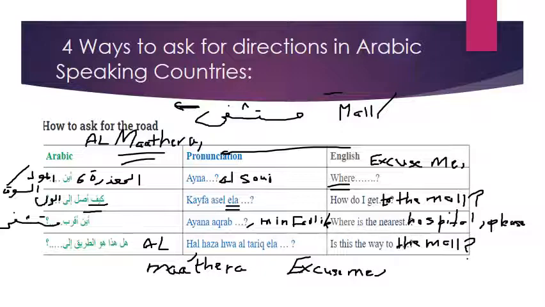المعذرة. Is this the way, a yes or no question? هل this, هذا, is this the way? The way is هل هذا هو الطريق, because way is طريق. So هل هذا هو الطريق. To is إلى. هل هذا هو الطريق إلى المول, إلى المستشفى, إلى المكتبة, whatever. Okay? So these are the 4 ways how to ask for directions in Arabic speaking countries. We as foreigners, if we are confused and don't know how to arrive at a certain place.